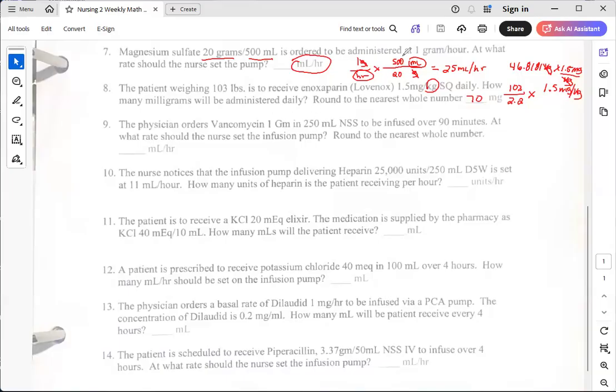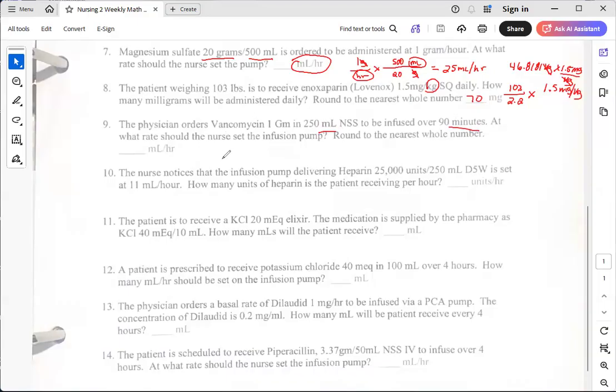The reason being is in question seven, it told us a rate of 1 gram per hour and then 20 grams per mil, so we needed to figure out how many milliliters per hour that was infusing at. Here, we just know that we have a medication, vancomycin, 1 gram of it, and it's in 250 milliliters normal saline, and it's infusing over 90 minutes. I just need to know the mLs and the time.